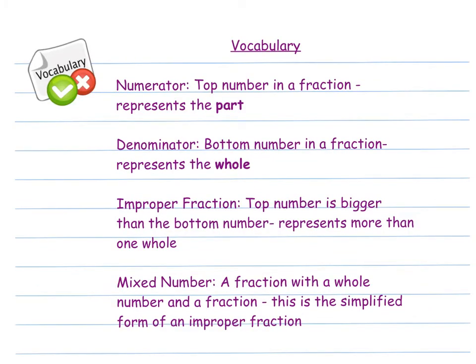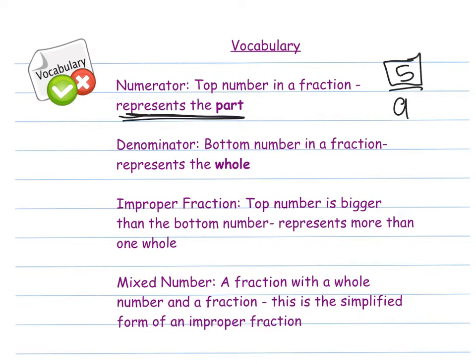Okay, some vocab here that we need to make sure to write down. Stuff we know, but we still need to record it in our notes. The numerator, this is the top number in a fraction. Very important right here, represents the part. So if we're talking about part of a number, that's our numerator. So 5/9, the numerator would be the 5.